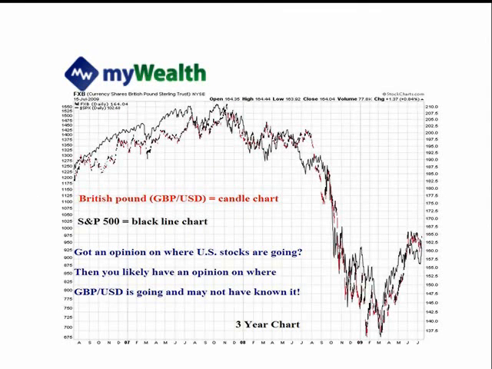The S&P 500 is the black line chart, and the red and black candle chart is the chart of the pound. And you'll see this is a huge, tight correlation: when one goes up, generally the other one does too, and when one goes down, the other one does too. This does not mean tick by tick they do this, or even necessarily every single day, but you can look and see that the one has a huge influence on the other.